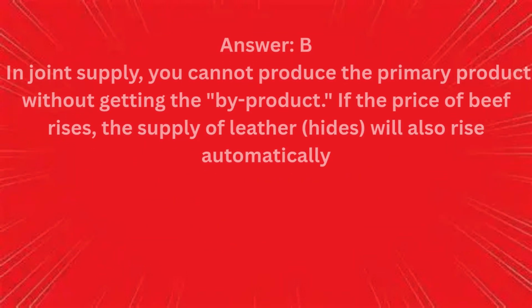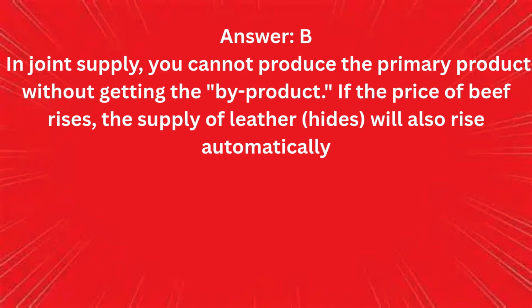Answer. B. In joint supply, you cannot produce the primary product without getting the byproduct. If the price of beef rises, the supply of leather hides will also rise automatically.